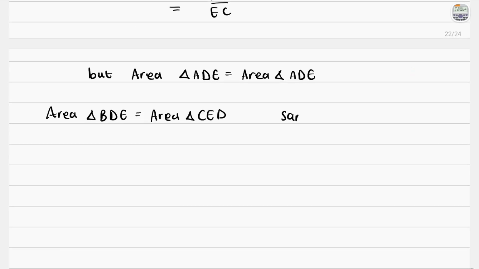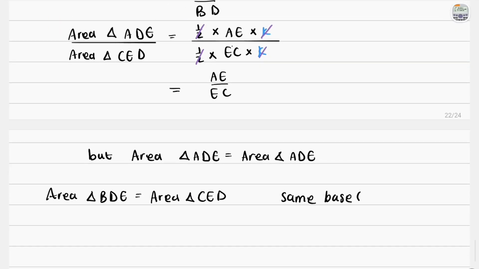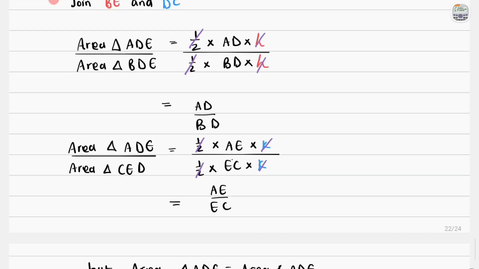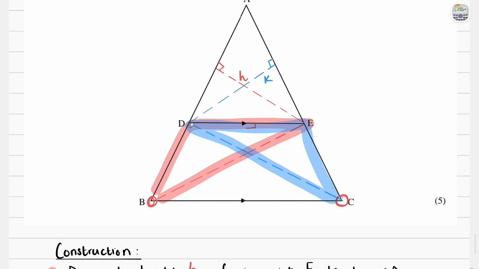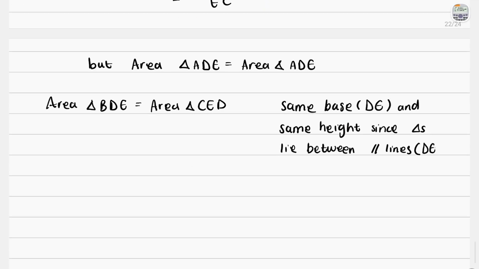Okay, and this is because they have the same base, and we can say that that base is DE, and they have the same height because they lie between parallel lines. Okay, and I'll just specify the lines that are parallel, that is DE and BC. So DE is parallel to BC.